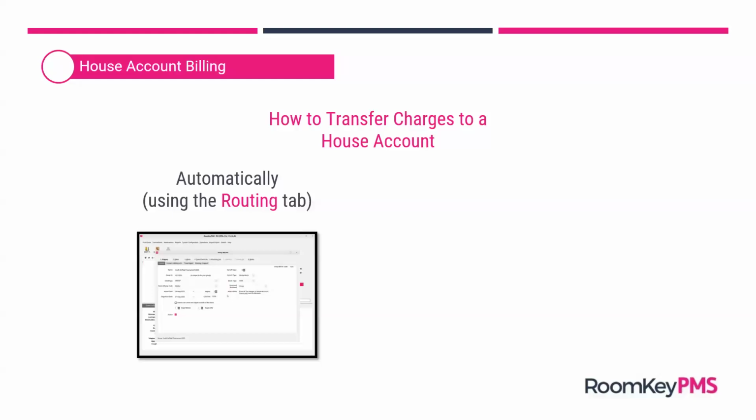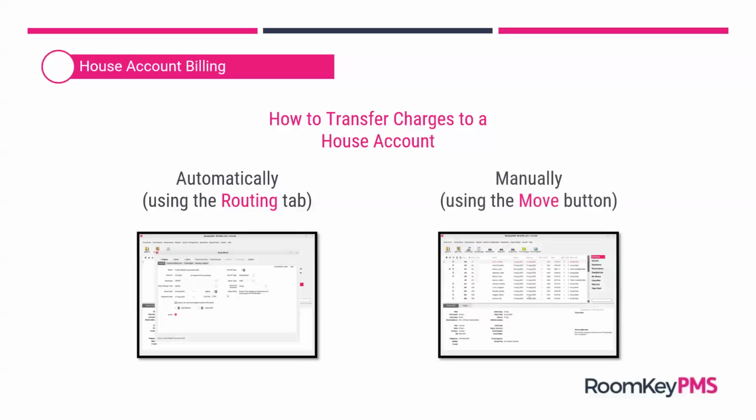So the difference with that automation using the routing tab depends on if you're setting up the routing as part of the group. Therefore, the charges will be transferred at the time of checkout for the group. Or if it's set up on an individual that's currently in-house, that transfer is going to happen automatically as soon as you set those changes on the routing tab.